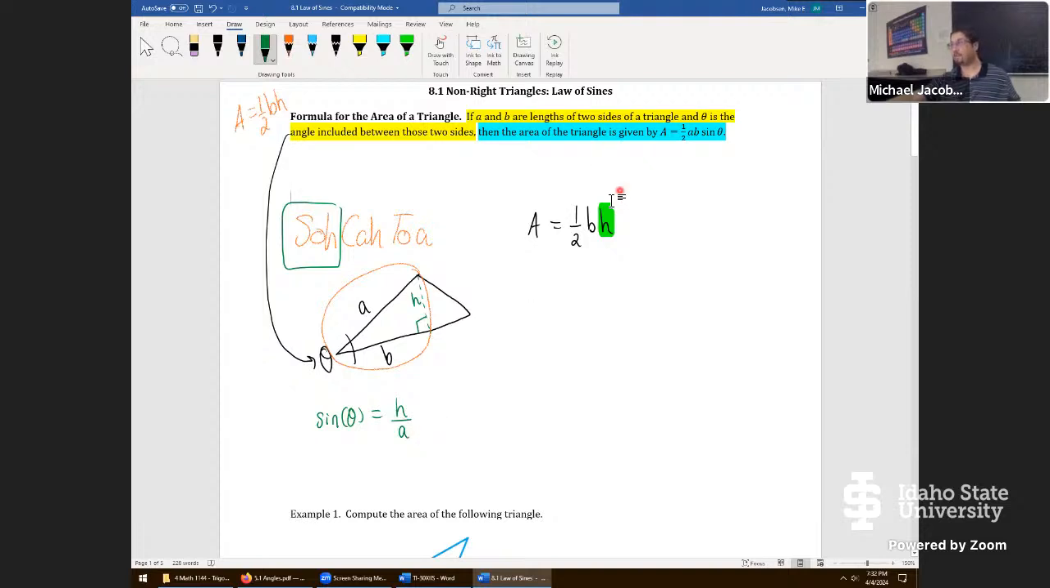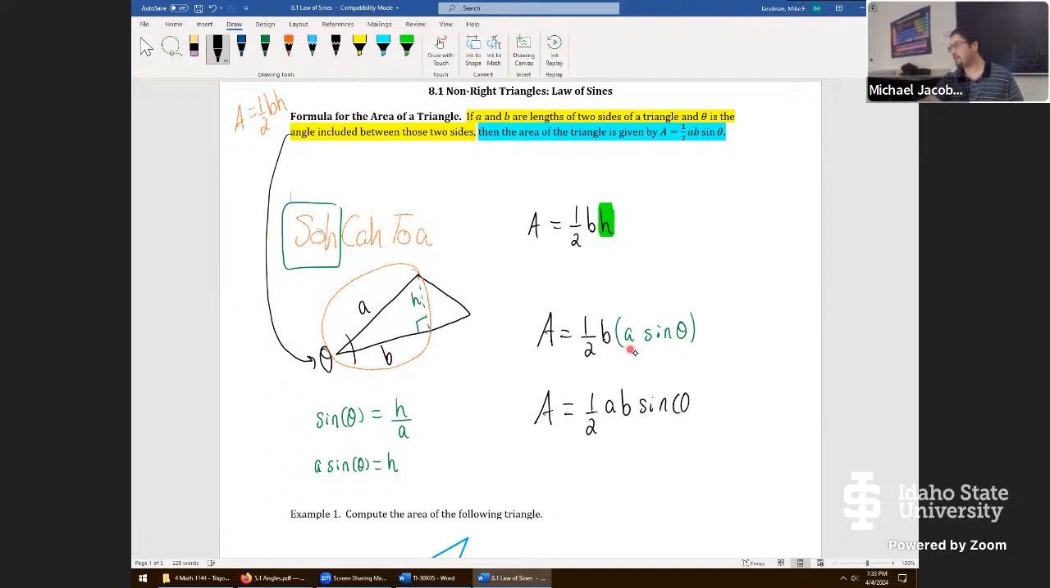Once we get to there, we have a formula for h. Just multiply both sides by a, and a sine theta equals h. So we're about to make a substitution, and once we make that substitution, we get area is 1/2 the base times our measurement for h, which is down here, a sine theta. Now these parentheses are just here to emphasize we made a substitution. We can drop them right here and say area is 1/2 a times b times sine theta.